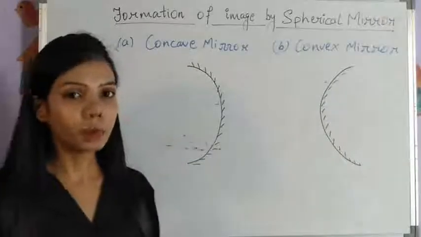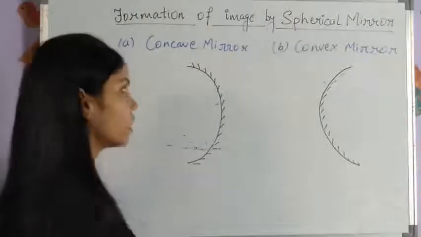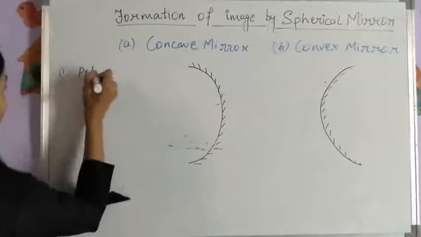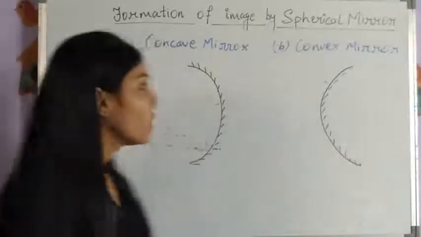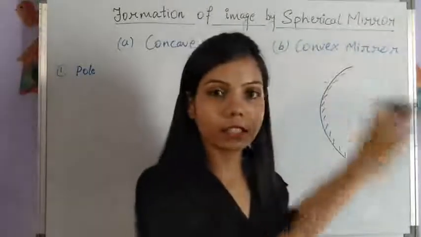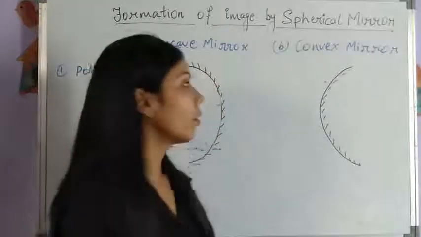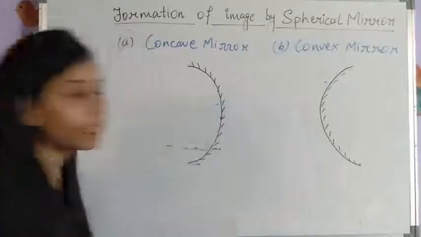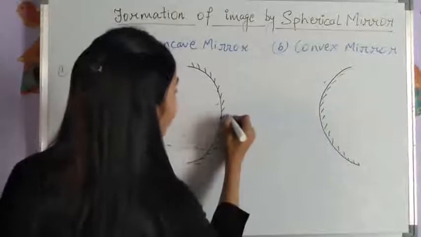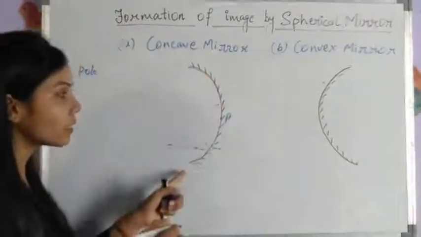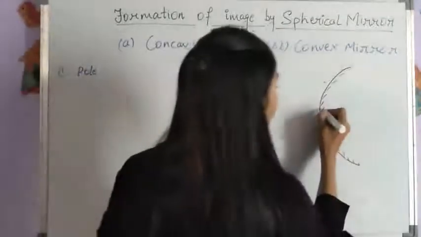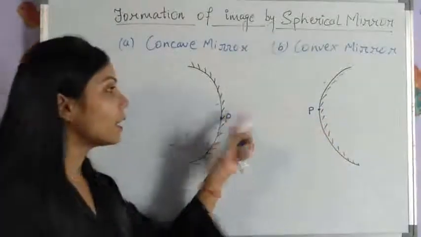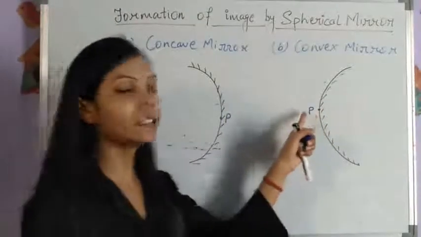Now let's define some terms which are associated with these two types of mirrors. Okay, so one by one I am defining. First we have pole. So where will the pole exist here? I told you already that these two are the types of spherical mirror, right? So in this we will have a pole right at the center of this reflecting surface, in the middle, and same in the convex mirror also. Pole is represented by letter P and it lies just right at the center.